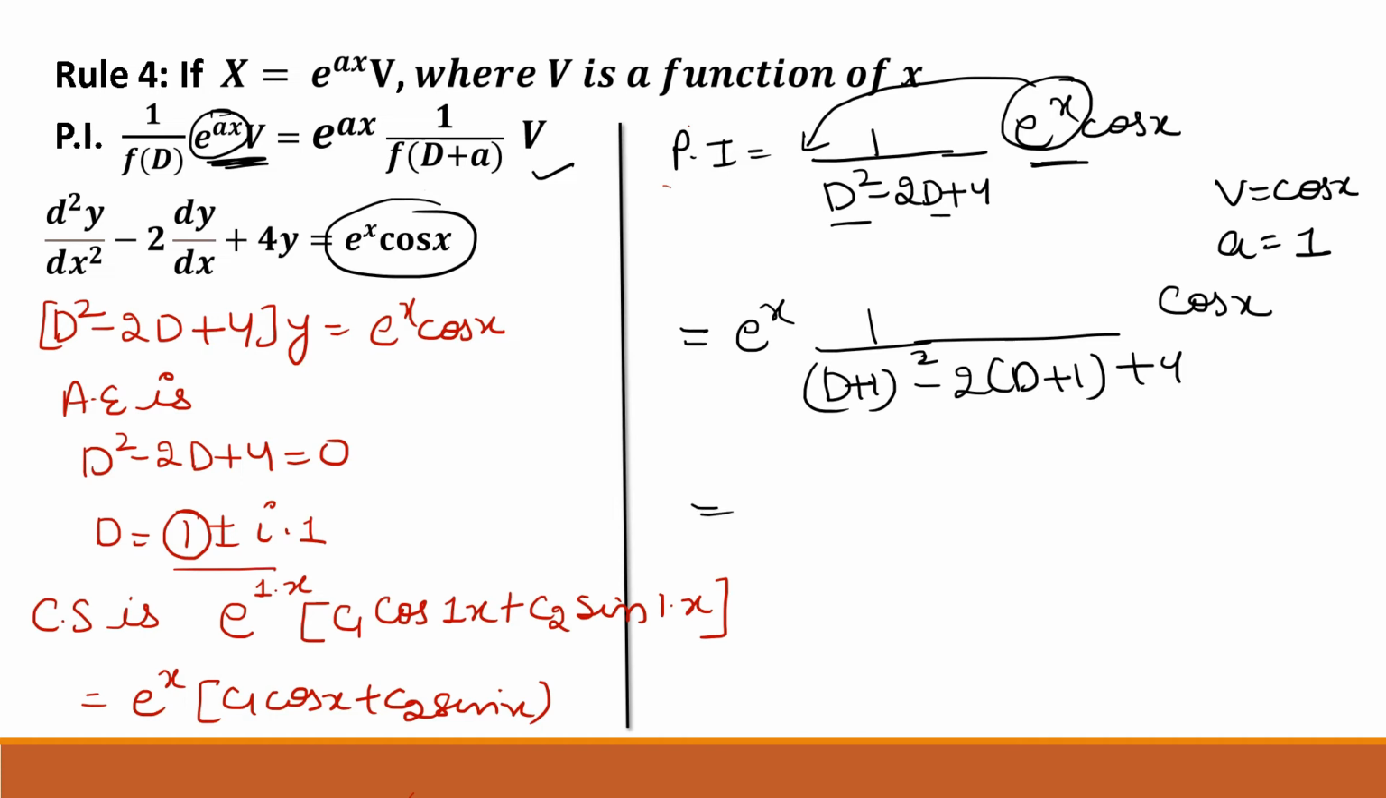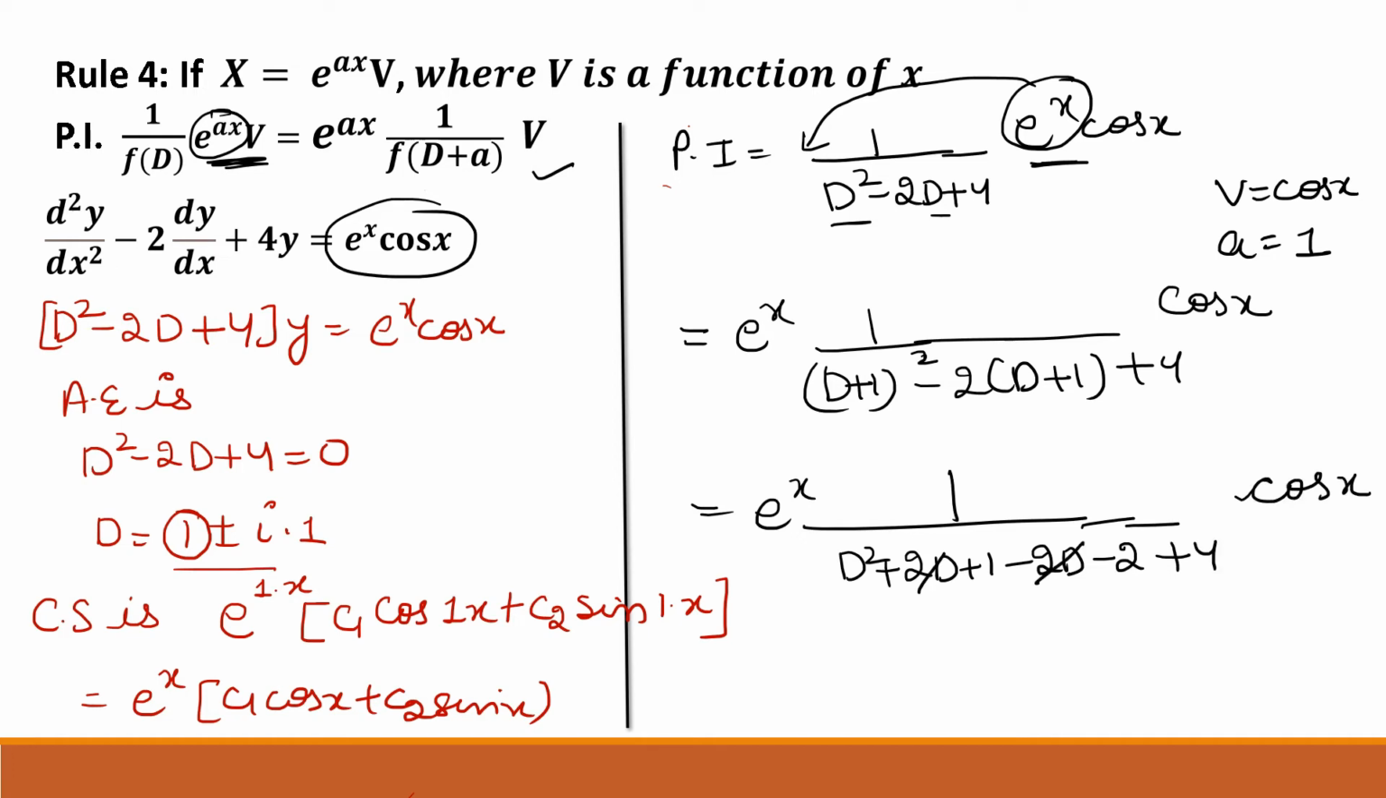Now solve it. So this will be e power x, then D square plus 2D plus 1, minus 2D minus 2 plus 4. So this 2D and 2D will be cancelled, with cos x as such. Here we'll get e power x times 1 over D square, and what is the constant? This is 1 minus 2 plus 4, which is 3, so plus 3, cos x, right?